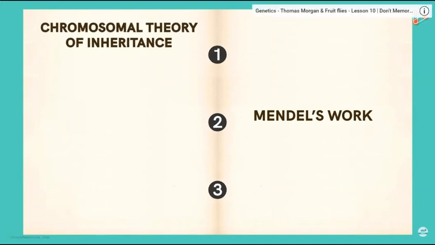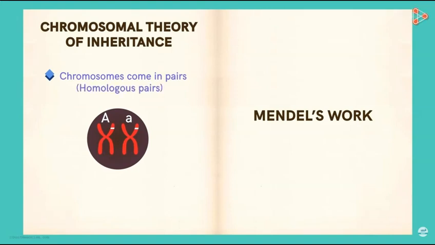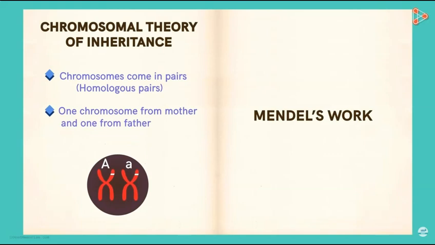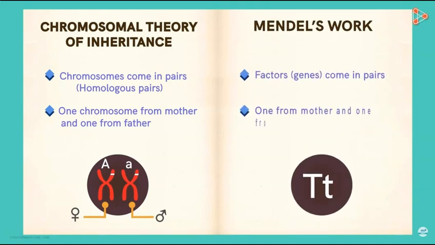The first point said that chromosomes come in pairs. These are now called homologous pairs by us. One chromosome from the pair comes from the mother, while the other from the father. Isn't this what Mendel had hypothesized about genes too? He said that factors, now called genes, come in pairs. One factor of the pair is from the mother and the other from the father.